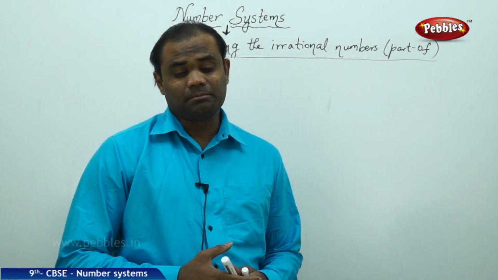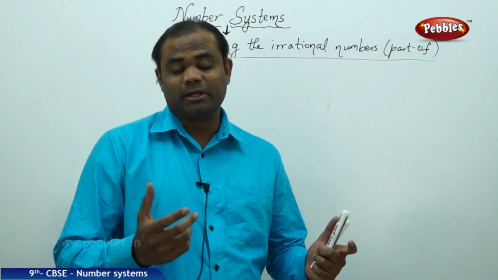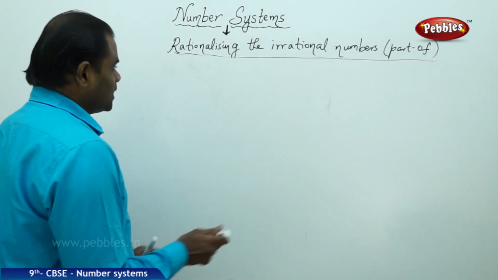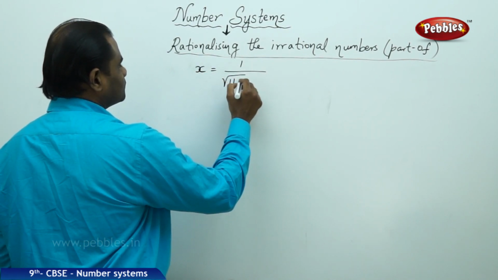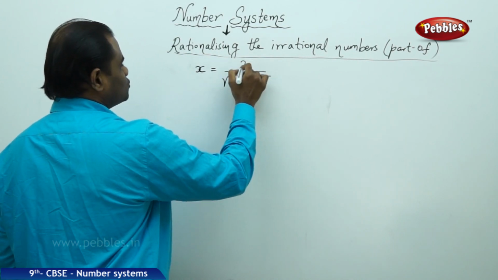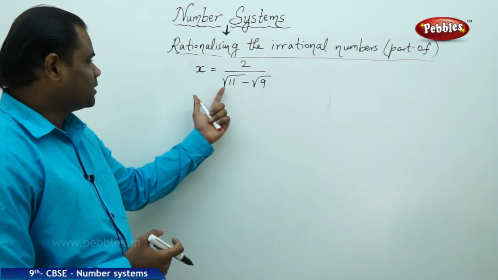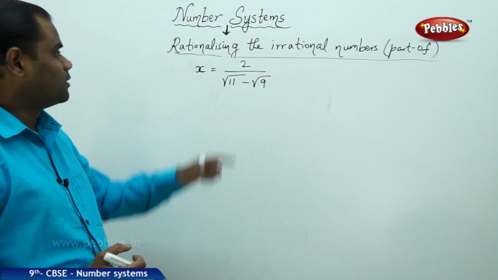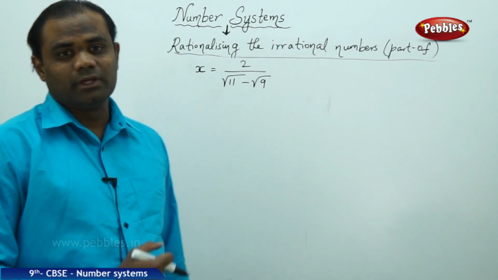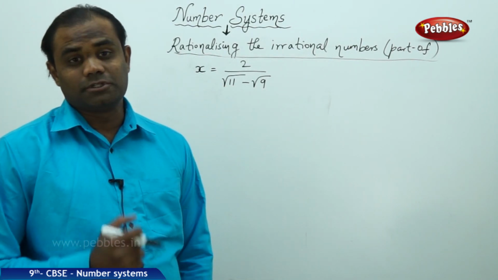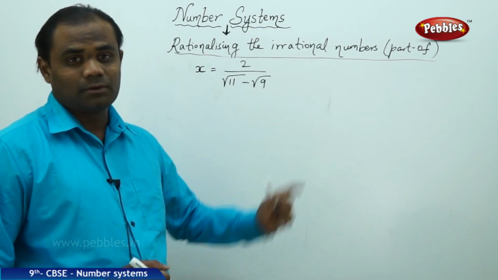Let's see one more example through which we understand the rationalizing concept of an irrational number better and stronger. For example, I have my x, which is 1 by root 11 minus root 9, or I have this 2 by root 11 minus root 9, and I clearly see that the denominator has irrational numbers and the numerator has strictly a rational number. So my question here is, how do we rationalize the denominator, which is irrational presently? So let's see how we can rationalize the denominator here.